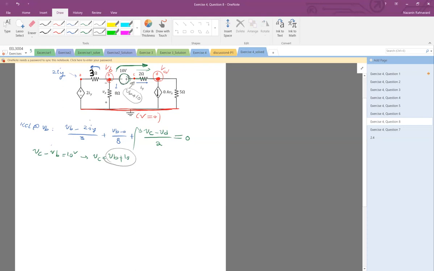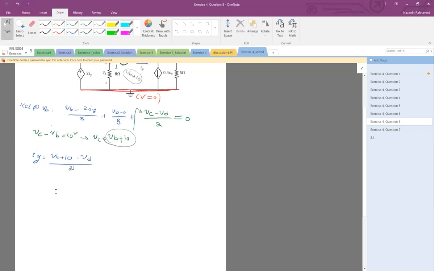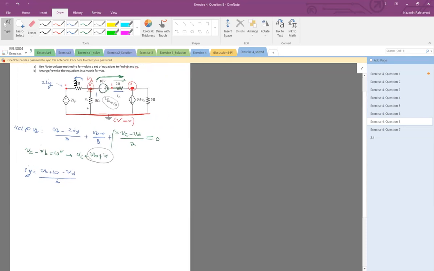Also, we have IY. You have to remember that. We have a dependent source here. What is IY? IY is the same current here. So it is now, since I know, VB plus 10 minus VD divided by 2. So I can replace IY with that and just simplify the equations. So let's do that.